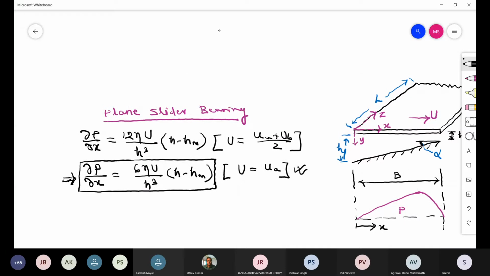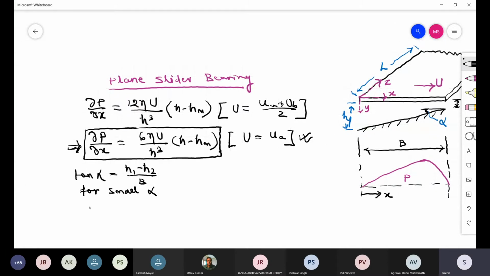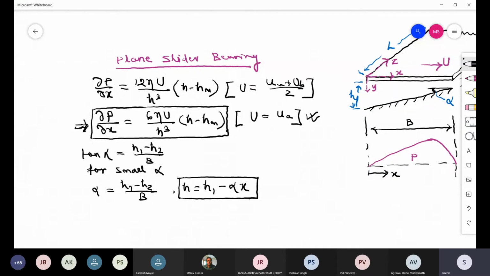So as we know, tan alpha equal to (H1 minus H2) divided by B. For small alpha, directly alpha equal to (H1 minus H2) by B, and H equal to H1 minus alpha X. Okay, so this is the expression that you find for variation of H. This shows how H varies with respect to X. So once you have this, you can use this expression in the above differential equation and solve the equation.